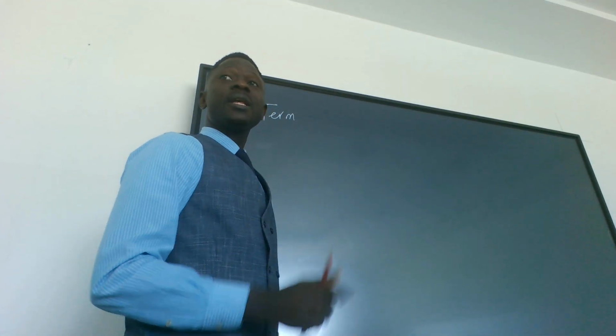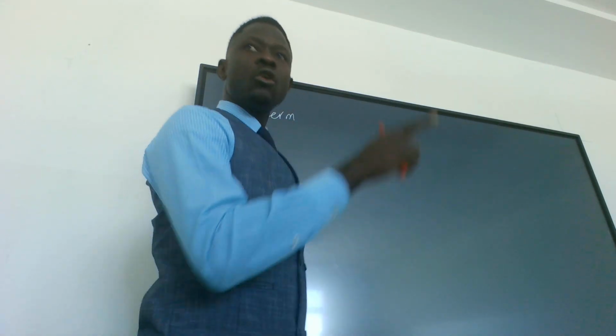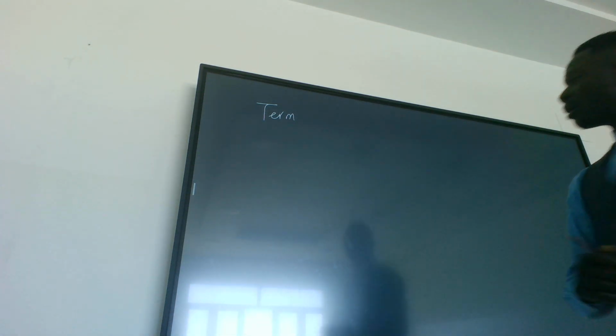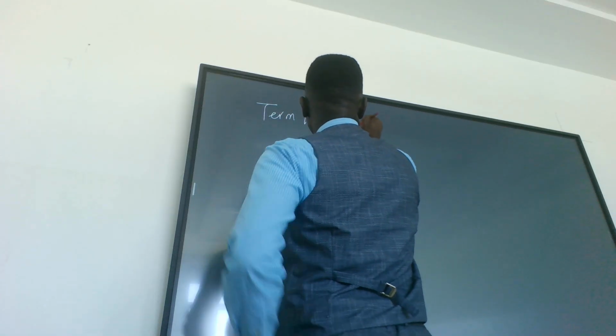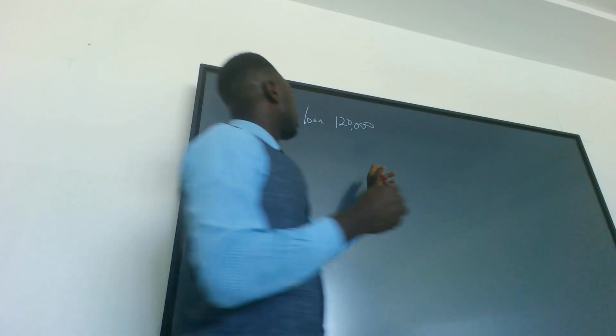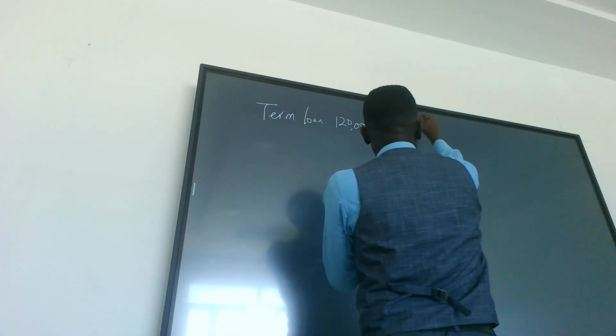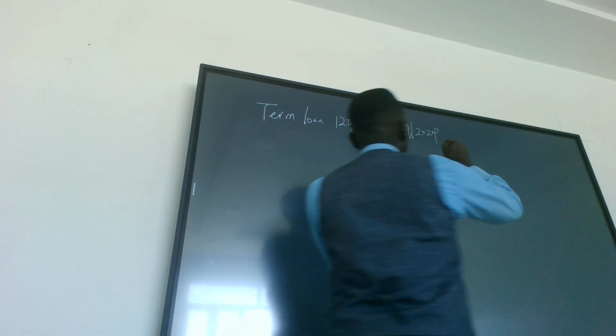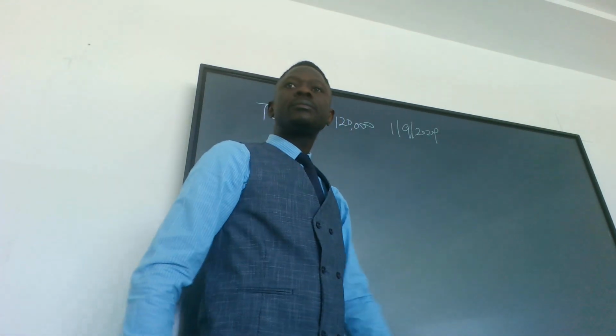Now it's gone. Term loan. How much is the term loan? Term loan is 120,000, right? Yeah. What was stated beside the term loan? When was it given? It was September 1st, 2024, 1/9/2024, right? So since it's a term loan, we have to do it for years. So since December is 4 months.